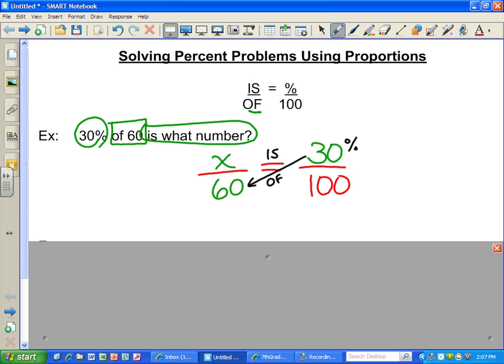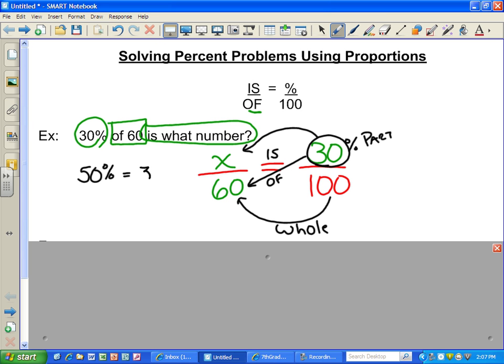Before we actually start solving it, I want you to think about it logically. 100% is talking about the 60. So that tells us that 100% is representing the whole. So that means that 60 is the whole, and 30% is going to represent the part. And that 30% is going to talk about the number that's on the top. So logically, you should be thinking 50% of 60 is 30. So if I need to know 30%, it's going to be a lot less than 30.